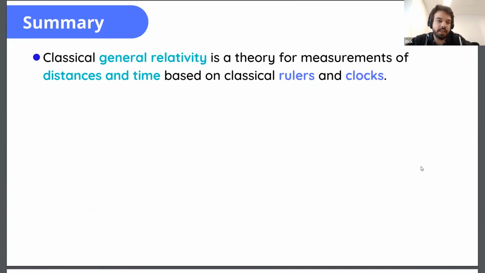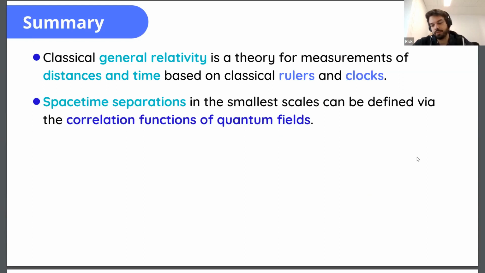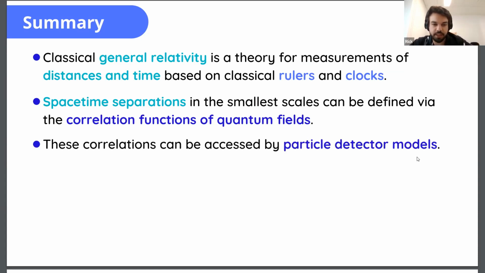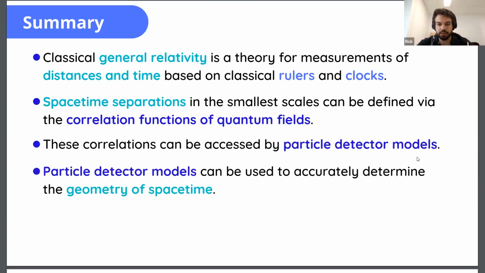So in summary, the things that we discussed here are that, well, classical general relativity is a theory for measurements of distances and time based on classical rulers and clocks. But at the smallest scales, general relativity is expected not to provide an accurate description of spacetime. But at these scales, we can use quantum field theory, or the correlation function of quantum fields, in order to define infinitesimal or local spacetime separations. Then these correlation functions can be accessed by particle detectors. So essentially, we can use the particle detectors to accurately determine the geometry of spacetime.